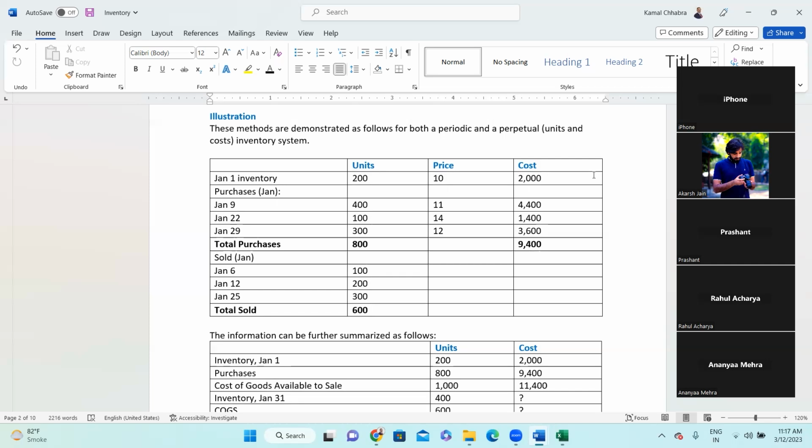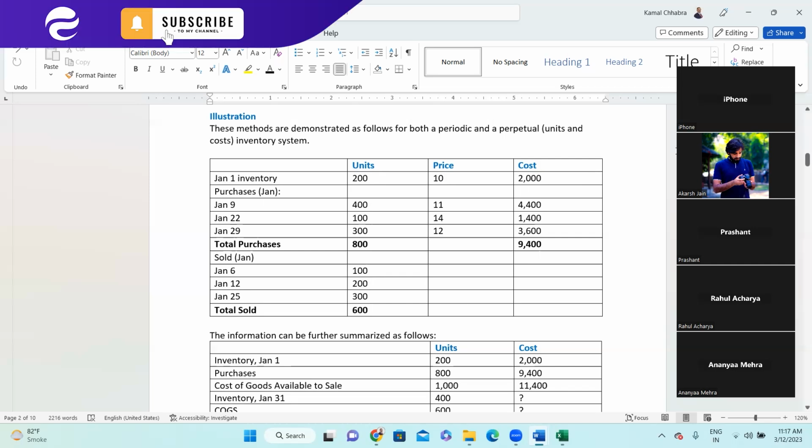So total purchases plus opening inventory is 9,400. Oh, sorry, this is total purchase 9,400. Right? Can you do the math and cross check?